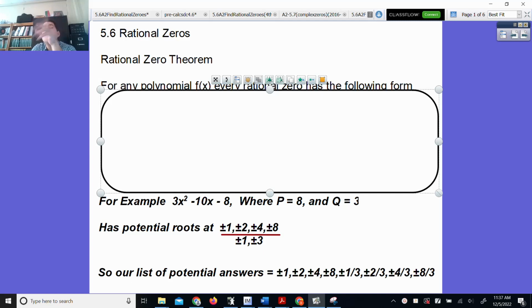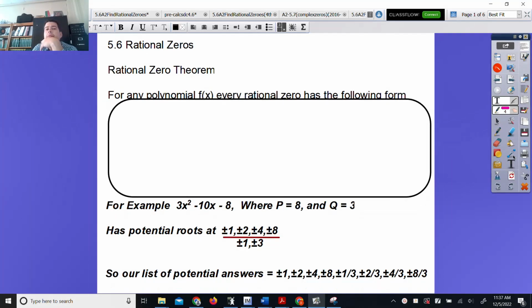So this is rational zero theorem. What's it mean to be rational? It doesn't mean be quiet. No, rational is any number in the form A over B. That's all it is. Any number in the form A over B.